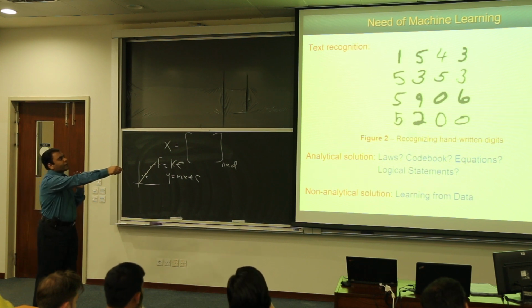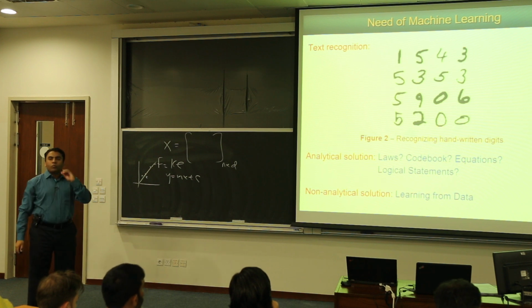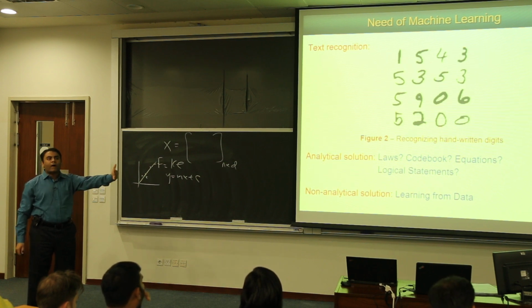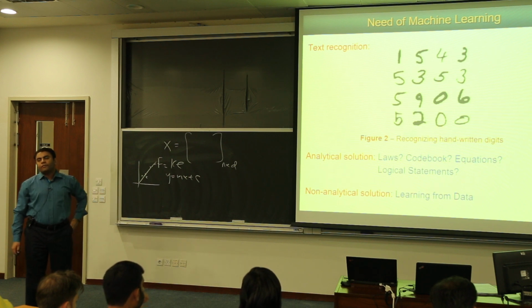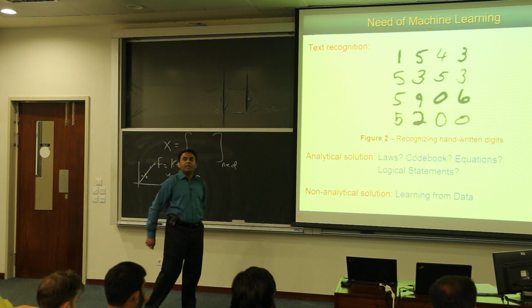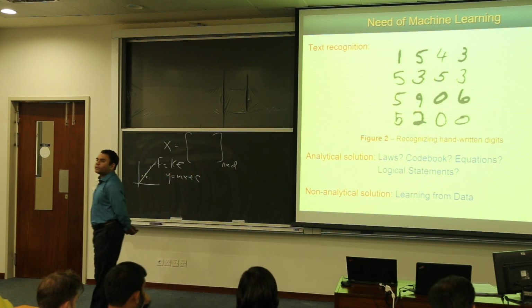Now this 5 is very different from the way this 5 is written. It's quite different from this way. It's oriented. This is again oriented quite differently from all these other 5 images. So what is the rule book? What are the laws or equations that you are going to formulate that takes these diverse images and tells you this is a 5, this is a 9, this is a 3? It's very difficult.